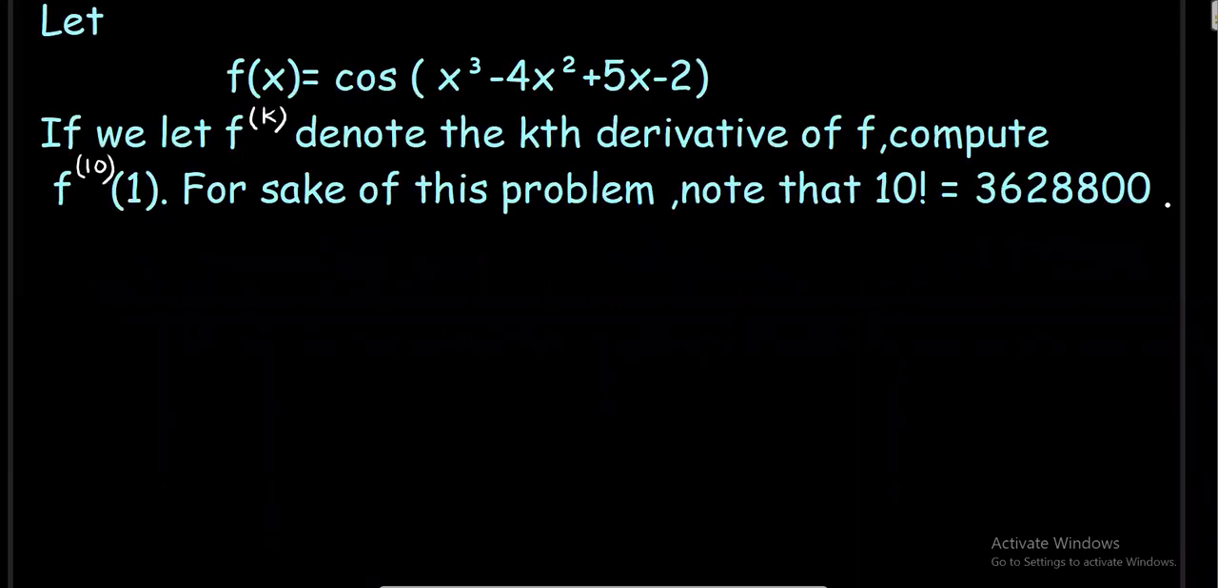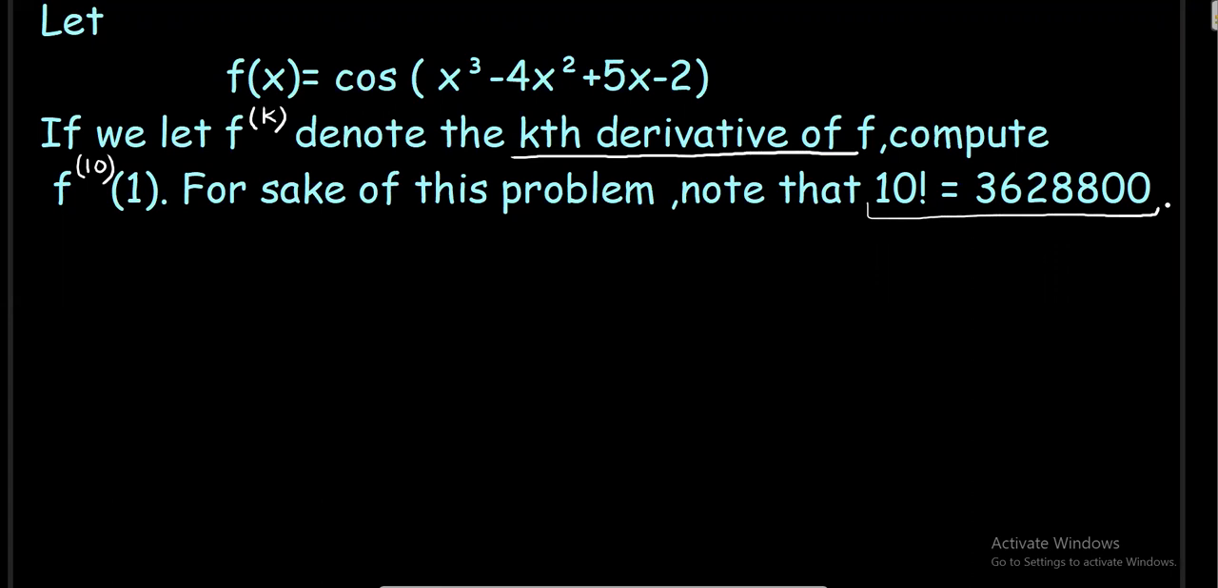The question goes like this. Let f of x equal cos of (x cube minus 4x square plus 5x minus 2). If we let f^(k) denote the kth derivative of f, then compute f^(10)(1). For the sake of this problem, they have given us the value of 10 factorial. We will be using it for writing down the final answer.